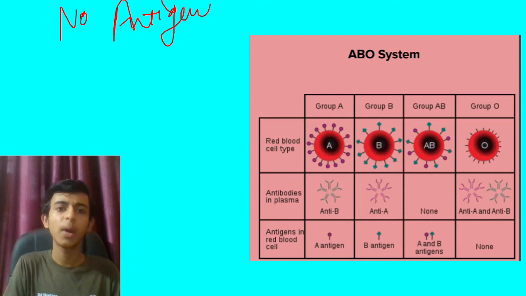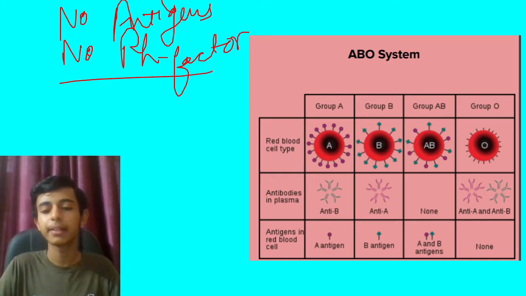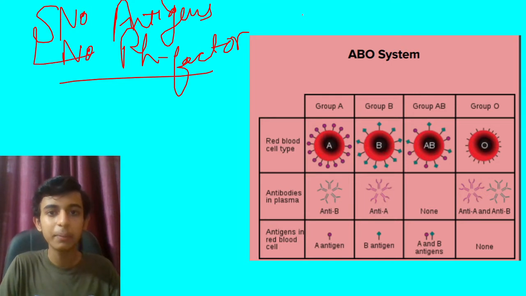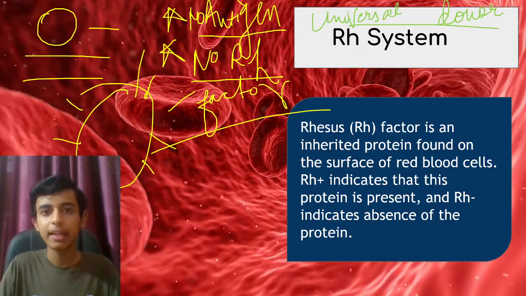Okay, no antigens as well as no Rh factors. It means if the blood is donated to any person, then it wouldn't form any antibodies because there is nothing. So there will be no antigen entering. It means your body will easily accept it. That's why it is known as your universal donor.